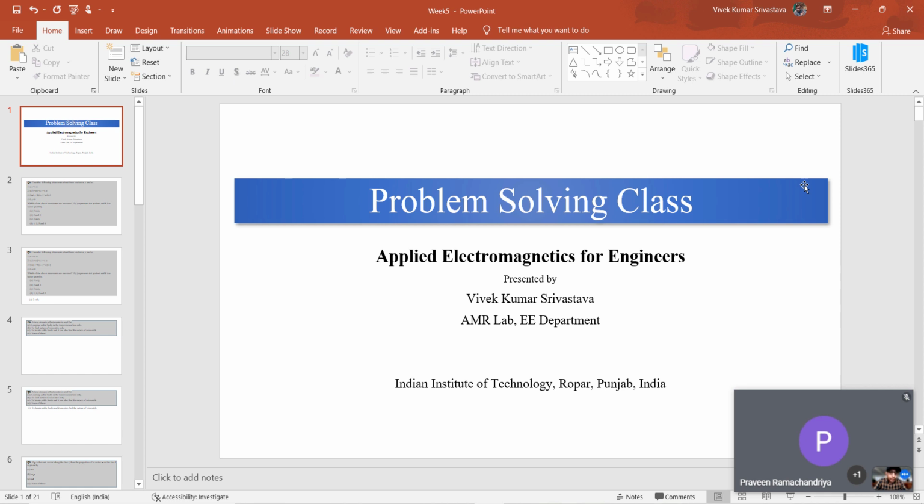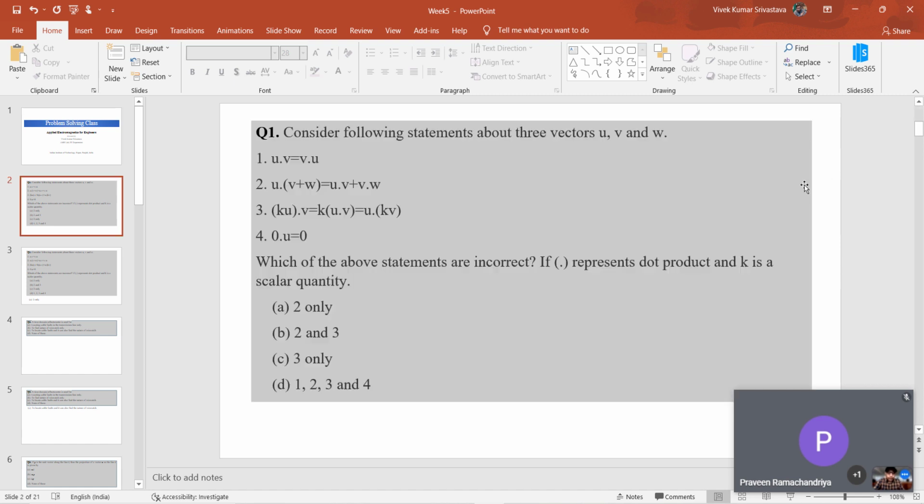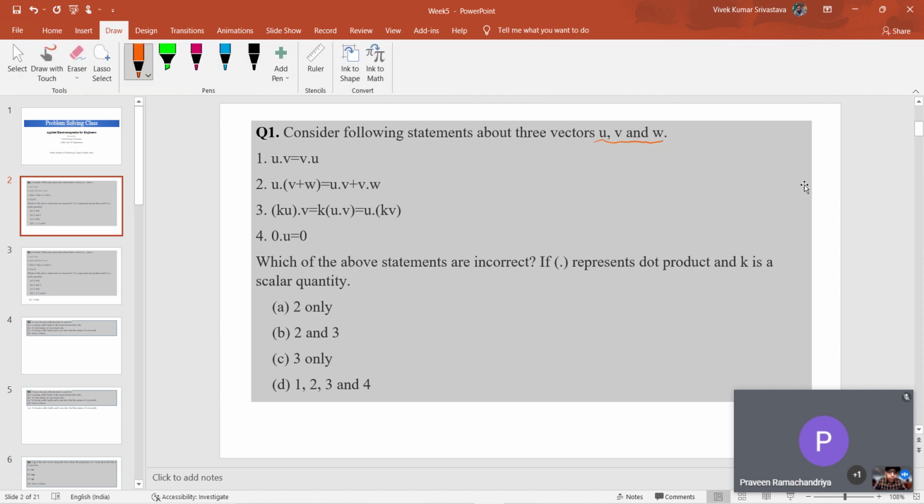So today's class is completely devoted to the topic coordinate system and vector analysis. Okay, so let us start. Here is the first question: consider the following statements about three vectors, u, v and w. Here are four statements, or four conditions, given. You have to find out which statement is incorrect.